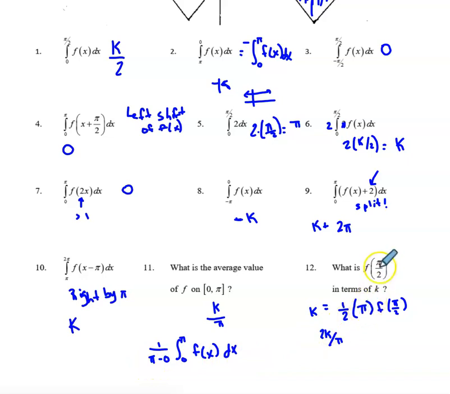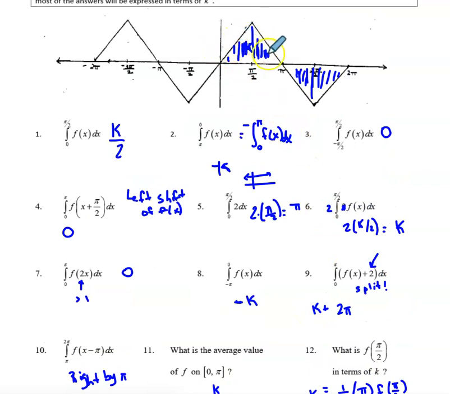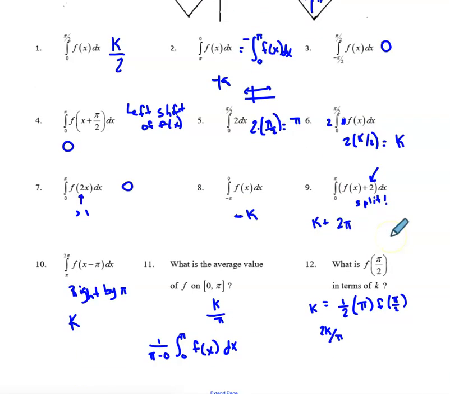And then the last question, they're asking us for f of pi over 2 in terms of k. Well, we know that the integral from 0 to pi is k, and that is also the area of this triangle. And of course, the area of this triangle will be 1/2 the base of pi times the height of f of pi over 2. So you see I wrote here that the area of the triangle is k, 1/2 times the base of pi times the height of f of pi over 2. So if I multiply both sides by 2 and then divide both sides by pi, I get that f of pi over 2 is 2k divided by pi.